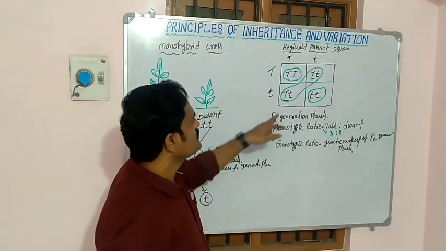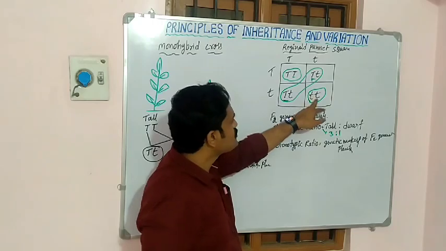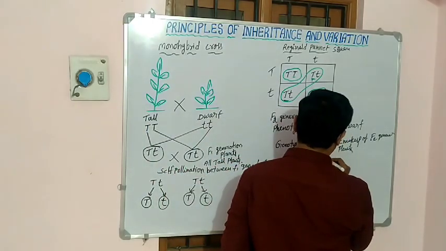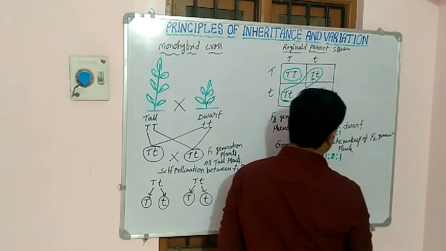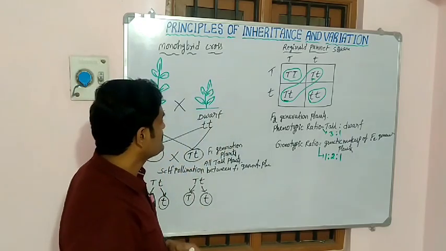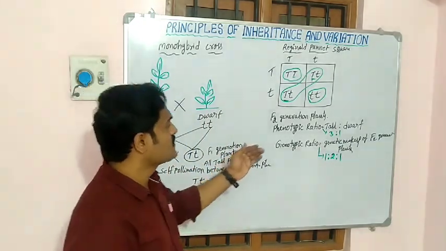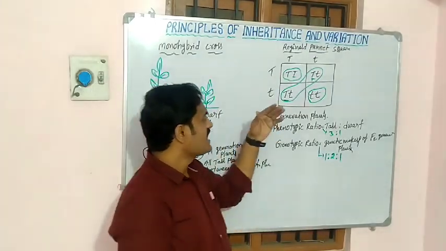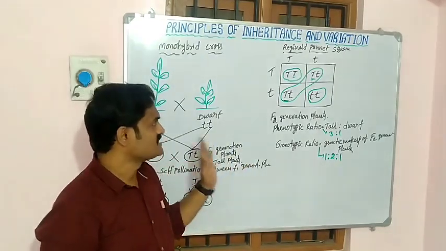So, what is the genotypic ratio? 1 is to 2 is to 1. So, the genotypic ratio in F2 generation is 1 is to 2 is to 1. Like that we identify the phenotypic ratio of F1 generation, F2 generation, and the genotypic ratio of F2 generation.